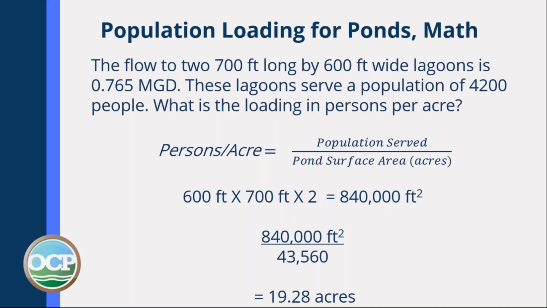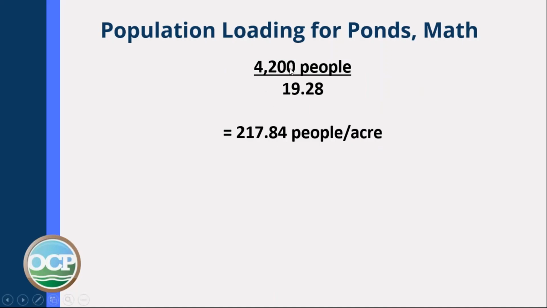Of course, you've got to calculate your acreage. 600 times 700 times 2, because there's 2 lagoons. That is 840,000 square feet divided by 43,560 square feet per acre. Means your lagoons cover 19.28 acres. You divide the 4,200 people it serves by the 19.28 acres, and you'll see that 217.84 people per acre is the population loading for that system.